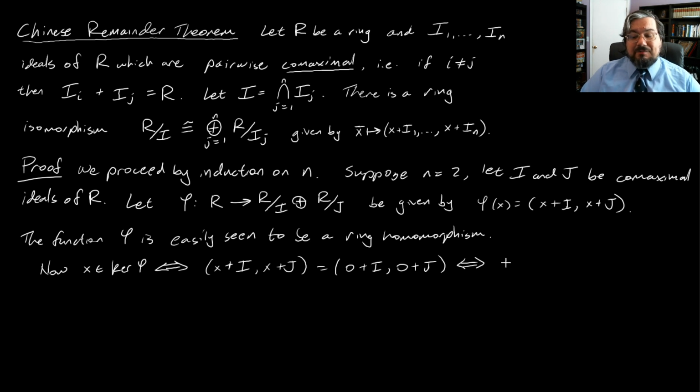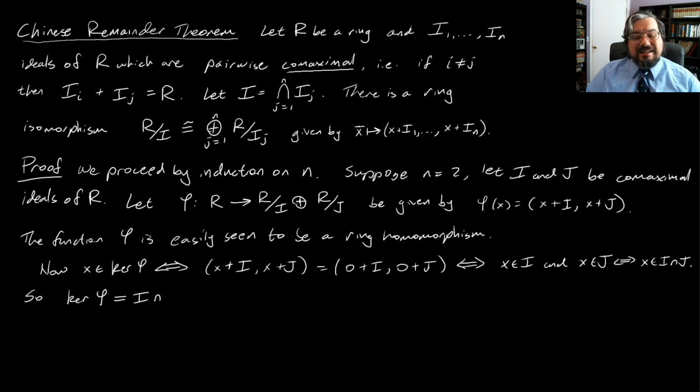So this happens if and only if x belongs to I and x belongs to J, which is, of course, just exactly the same thing as saying that x belongs to the intersection of I and J. So this tells us that the kernel of phi is exactly equal to the intersection of the two ideals I and J. All right, so that handles that. We've got the kernel as we need. The surjectivity requires a little bit more cleverness.